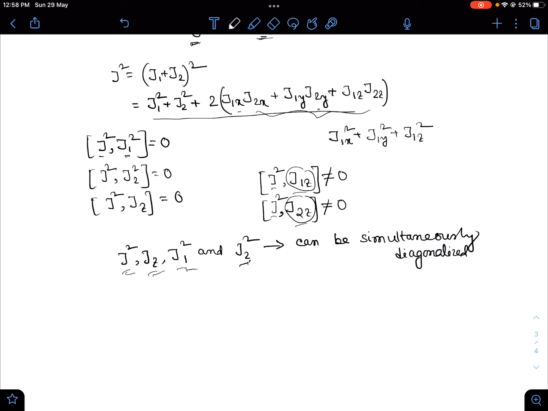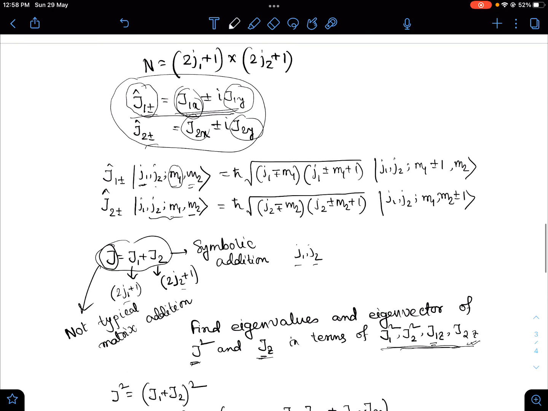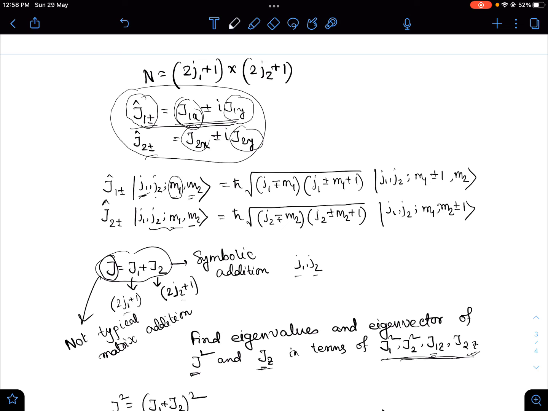So we have to find a relation between a state which will be denoted by these 4 quantum numbers, and a state which is denoted by these 4 quantum numbers.